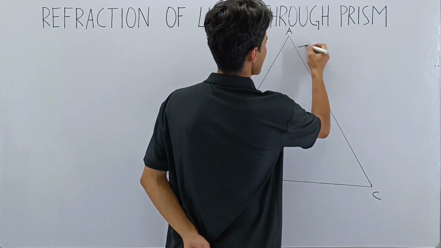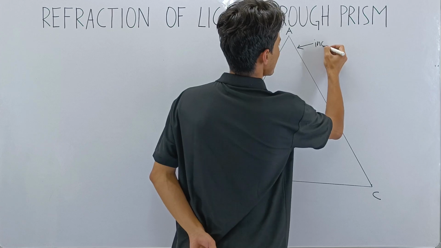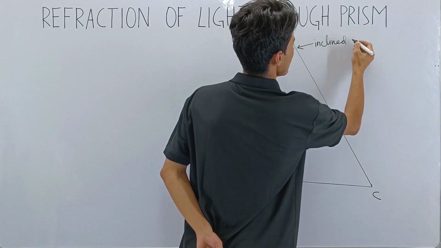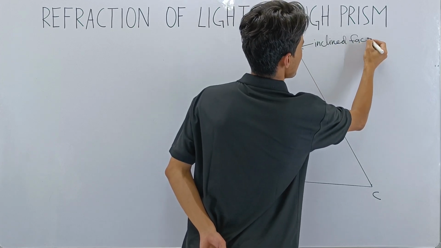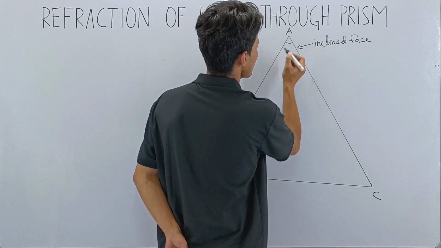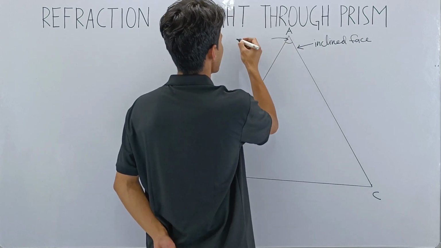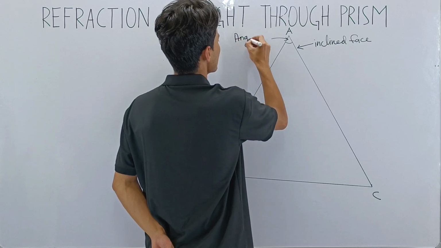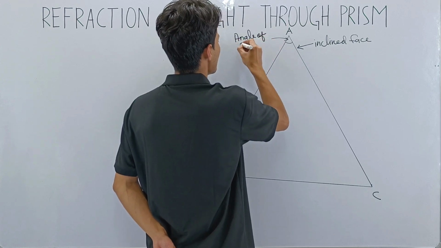These are the inclined surfaces. These are the inclined faces. We can write inclined face. And here, remember class, this will be the angle of prism. This is called the angle of prism.